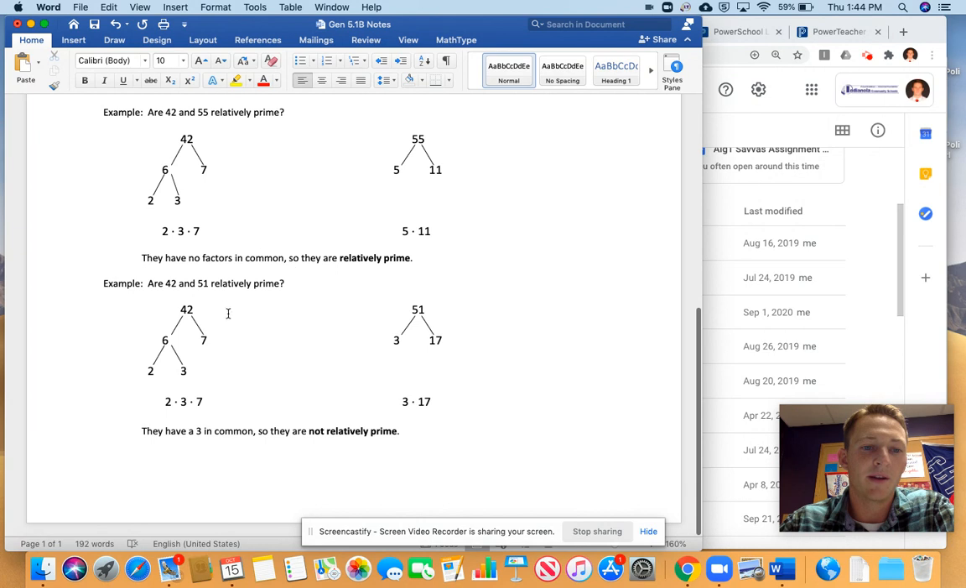And then same thing down here, but we do have a repeat. We have 2 times 3 times 7 and 3 times 17. They both have 3 in common, so they are not relatively prime.